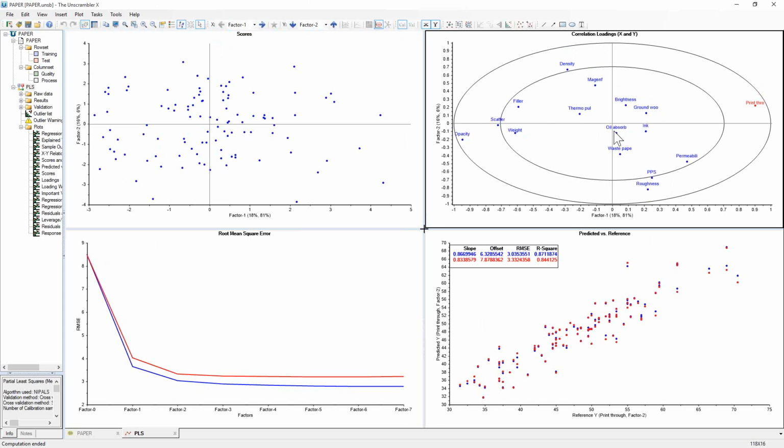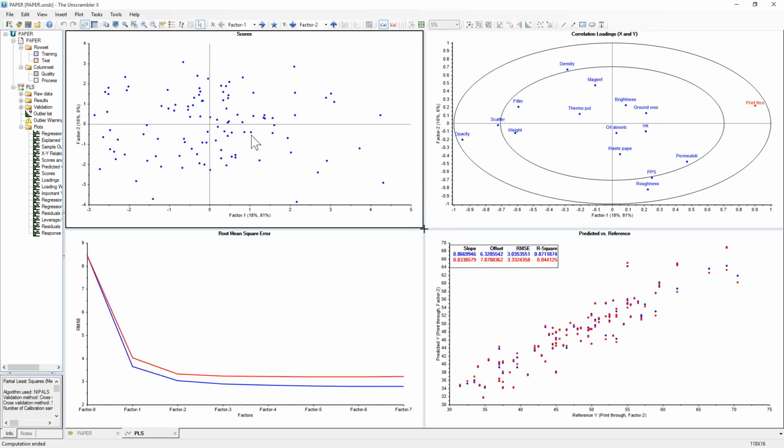In this particular case, we have only two factors. So things that lie inside this circle probably aren't that important for predicting print through. This is one way to help you do some variable reduction. Why are we measuring 15 things if only 10 really matter? So this kind of helps you with that as well.